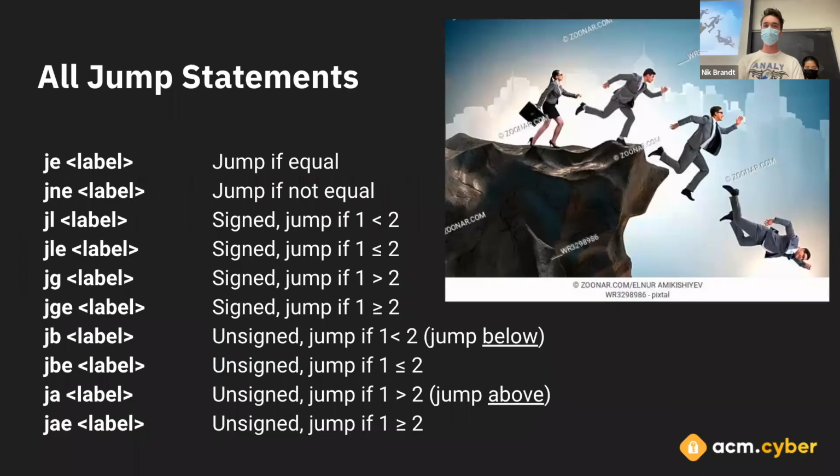Cool. And then these are all the jump statements. There's a good amount of them. Jump if equal, jump if not equal are pretty self-explanatory. And then we have versions of jump for signed and unsigned comparisons. So if it's signed, we have jump less and jump less than or equal to, and jump greater and jump greater than or equal to, which is self-explanatory. And then if it's unsigned, an easy way to remember it is jump below and jump above.